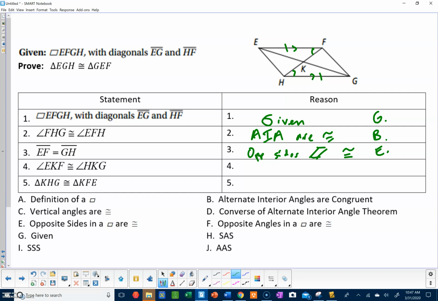And then we have angle EKF is congruent to angle HKG. This is because we know that all vertical angles are congruent. This is something we've known for a long time. So then if I look at my picture, I have two angles and a side. The side is outside of the two angles, so that tells us that we are using angle-angle-side to prove that those triangles are congruent.